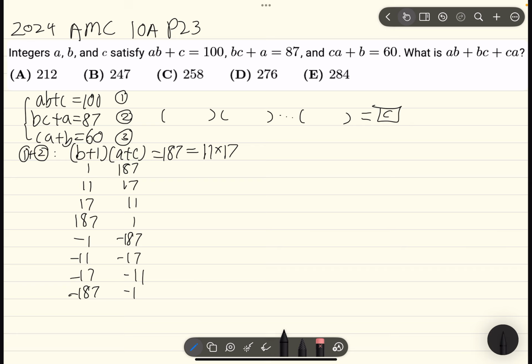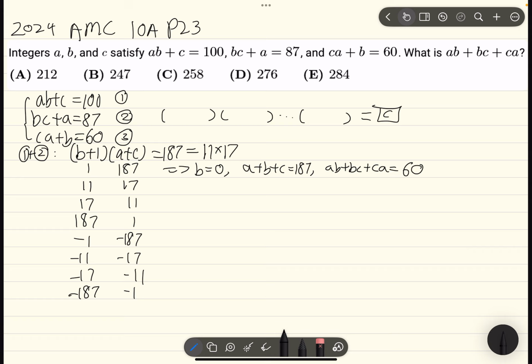Okay, so firstly, b plus 1 equals 1. Then that means that b equals 0, right? And a plus c is 187. So we know that a plus b plus c then would be 187. So ab plus bc plus ca, which is what we want, is the sum of all of these minus a plus b plus c. So that would be 247 minus 187, which is 60. Okay, that looks like that works, right?